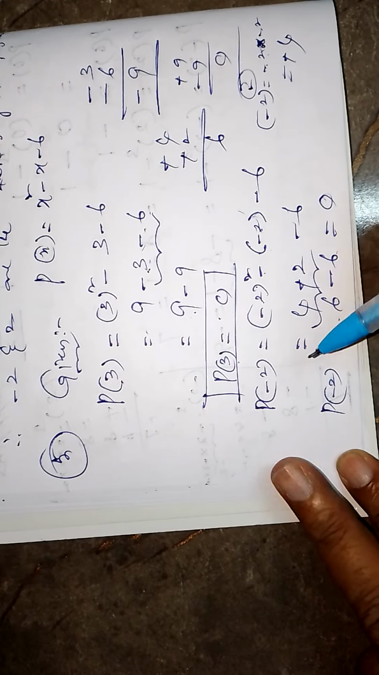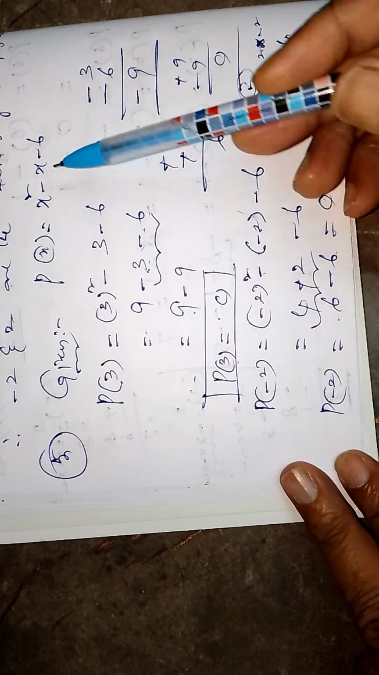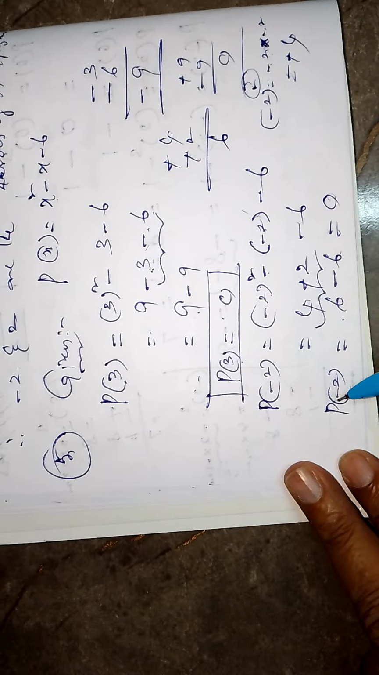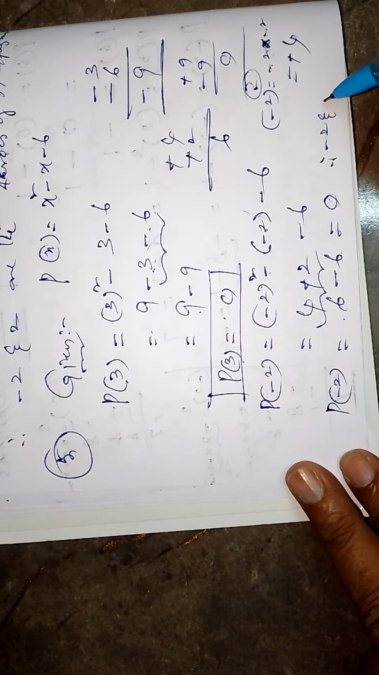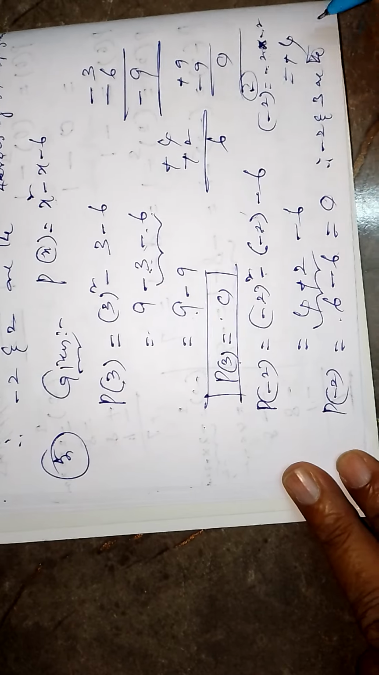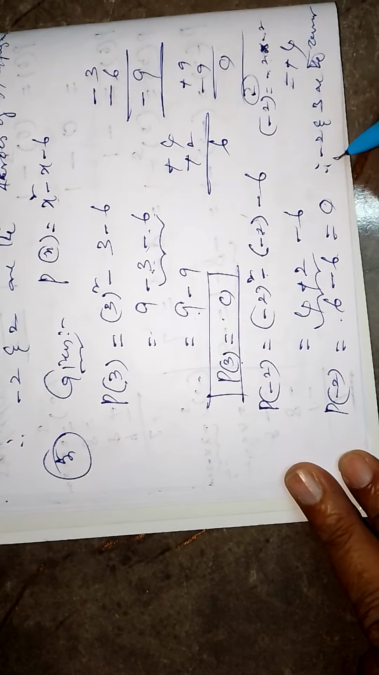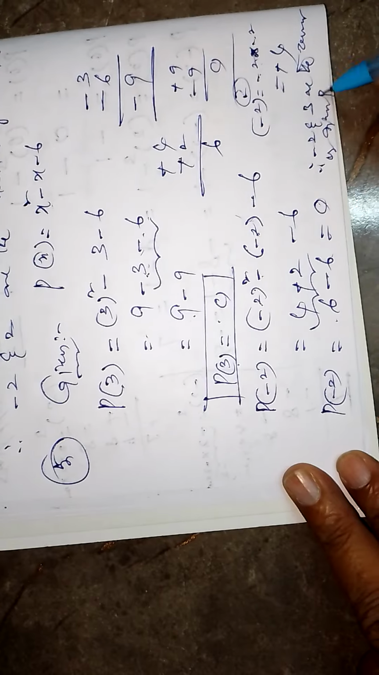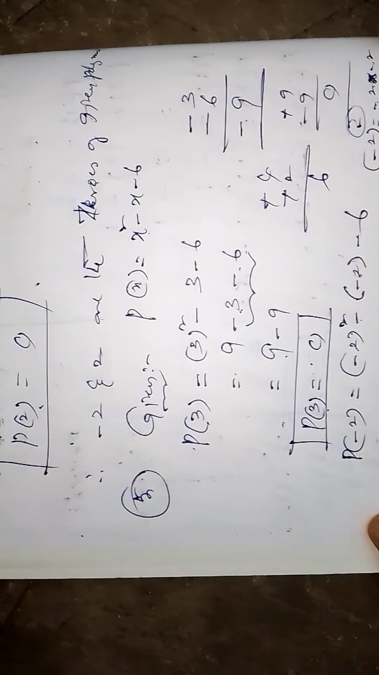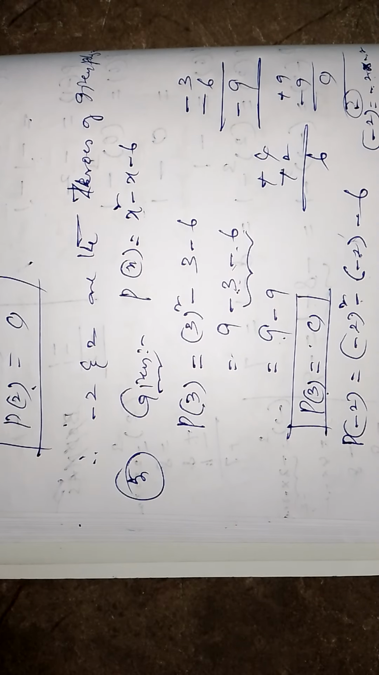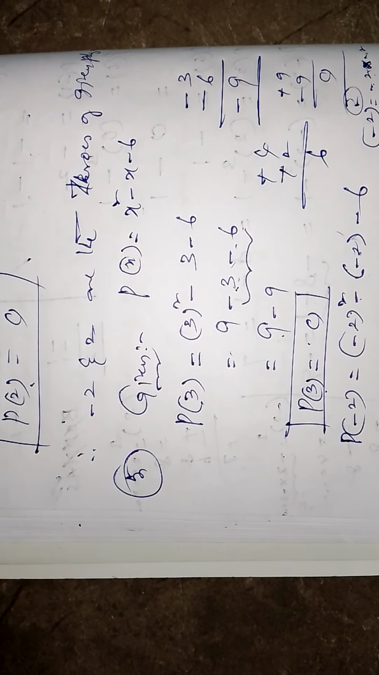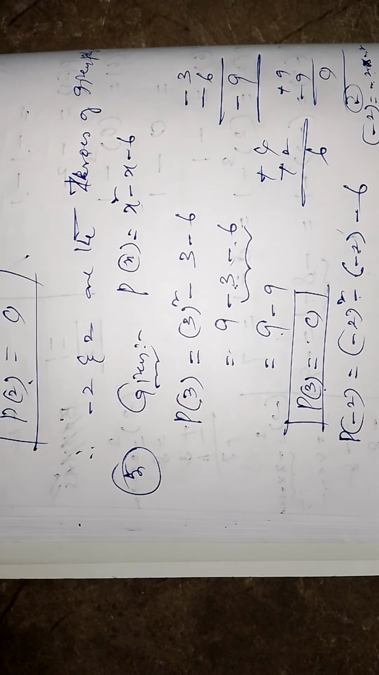How can we say that they are zeros? Because when I substitute these values in this polynomial, we get the values as 0. Therefore, we can say that -2 and 3 are the zeros of the given polynomial. So I hope you understand. In the next video we have to discuss the graph. Okay, so how to draw the graph of any linear polynomial, quadratic, cubic polynomials.